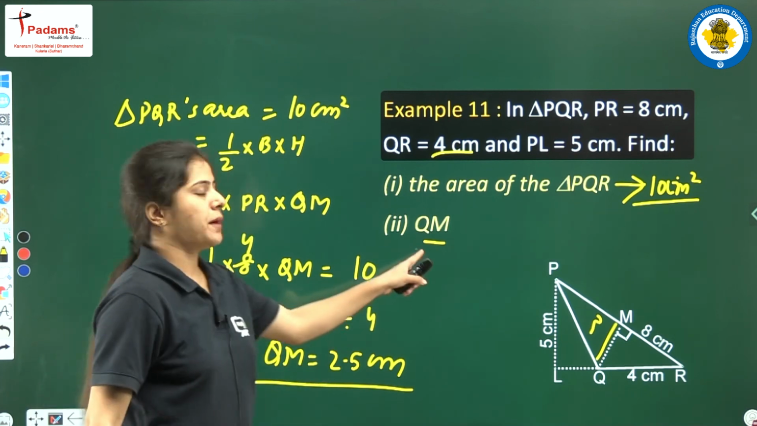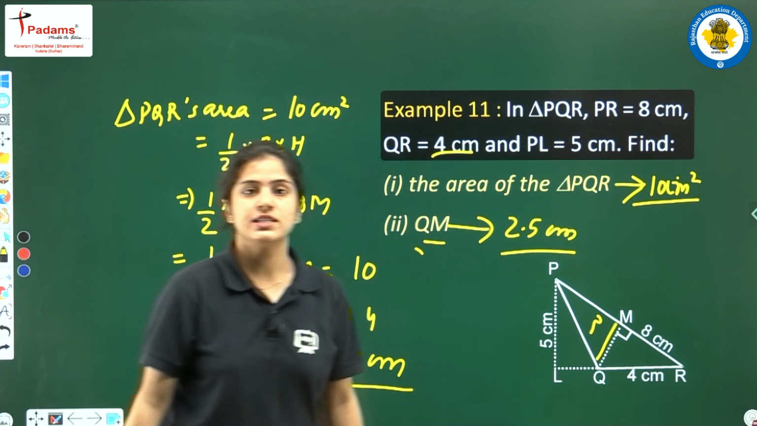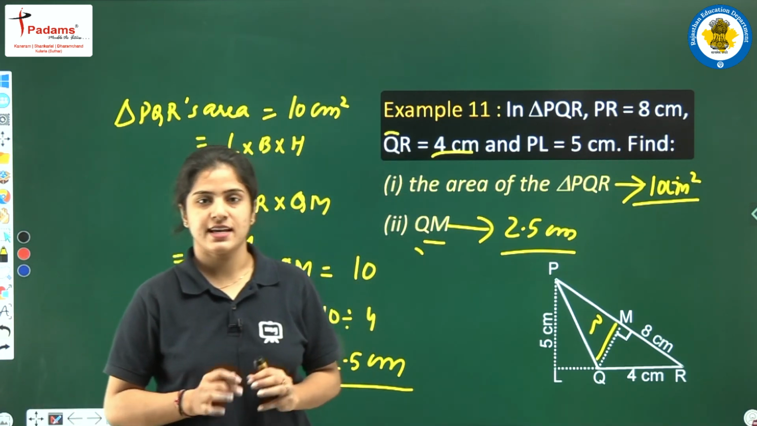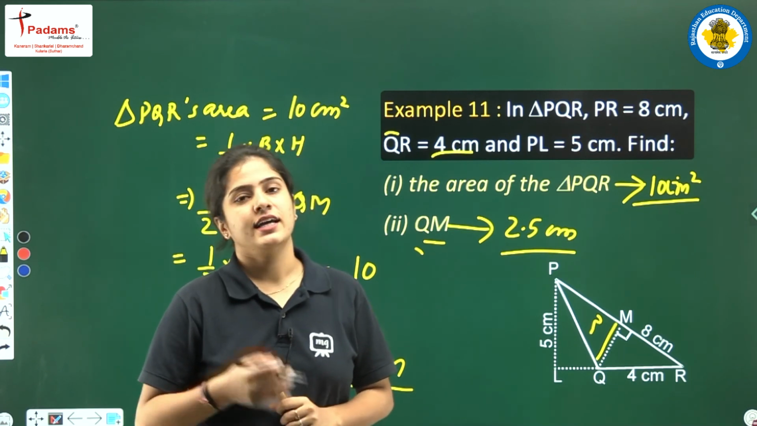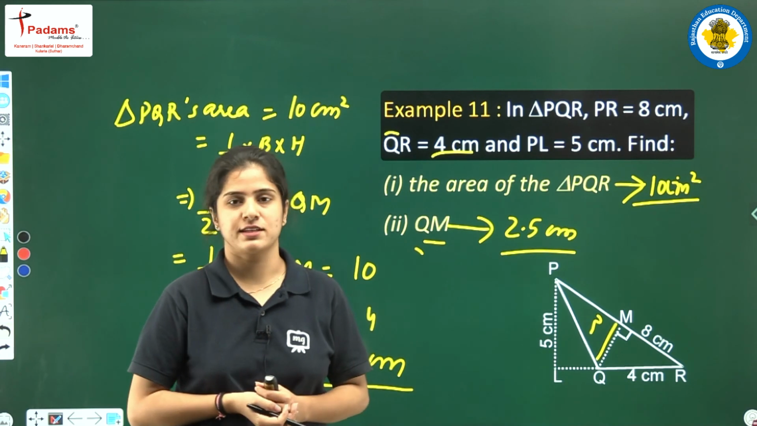तो इसी के साथ QM पता लग गया, that is 2.5 centimeter. And with this students, we are completed with the example 11. इसी के साथ हमारा ये एक्सरसाइज के एग्जाम्पल्स यहाँ पे कंप्लीट होती हैं. In the next class students will be going to discuss about the question based upon this particular concept.